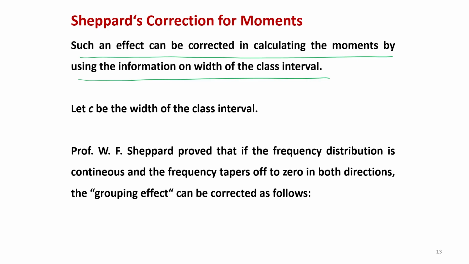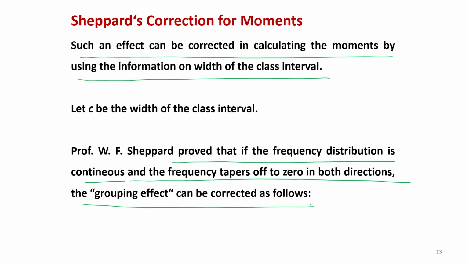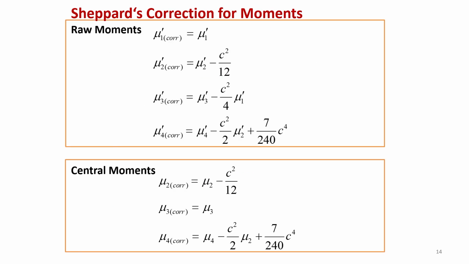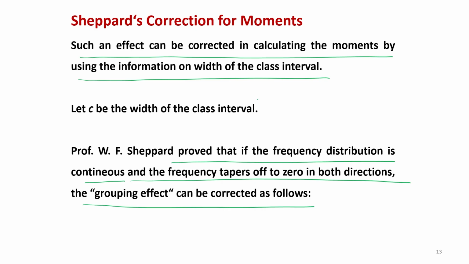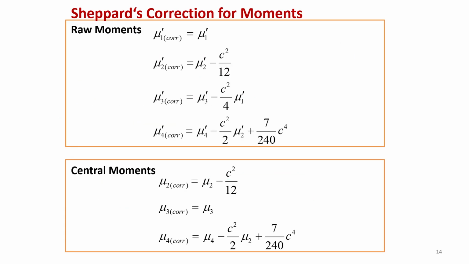And Professor Sheppard, or Professor W.F. Sheppard, proved that if the frequency distribution is continuous and the frequencies taper off to 0 in both directions, the grouping effect can be corrected as follows. And he has given some expressions, right? But before that, let us assume the width of the class interval is c, right? So we are assuming that all the intervals are of the width c only.